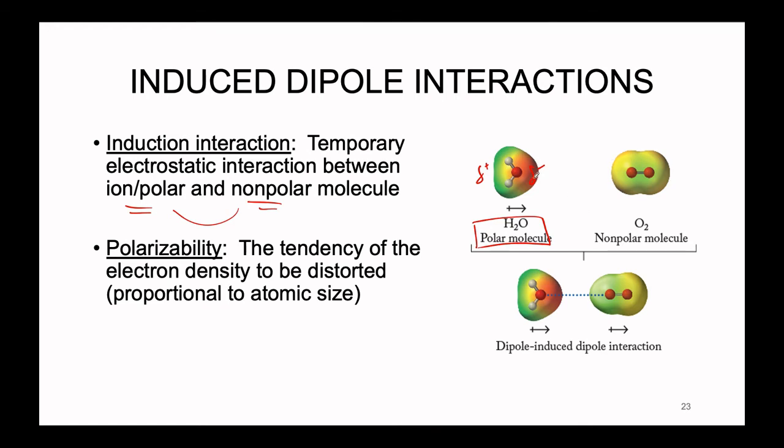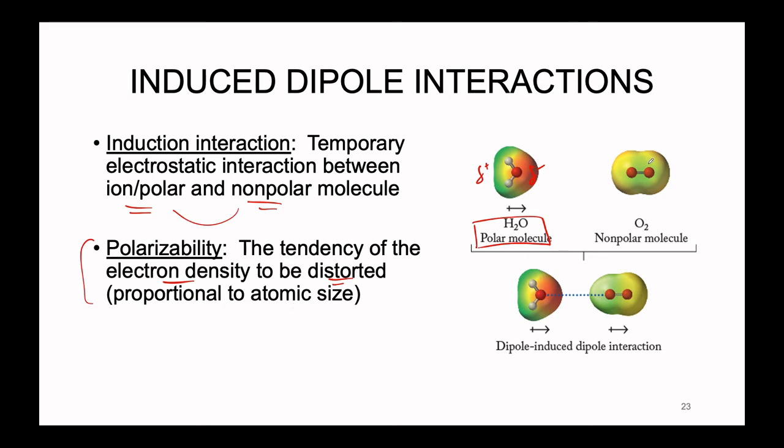The impact that a polar molecule has on a nonpolar molecule is proportional to the polarizability of the nonpolar molecule. Polarizability, by definition, is the tendency of the electron density to be distorted. And this is found to be proportional with atomic size. The bigger the atom, the less of a hold it has on all of its electrons, and the easier we can just push them around, right?